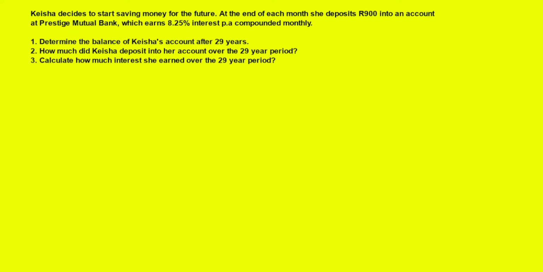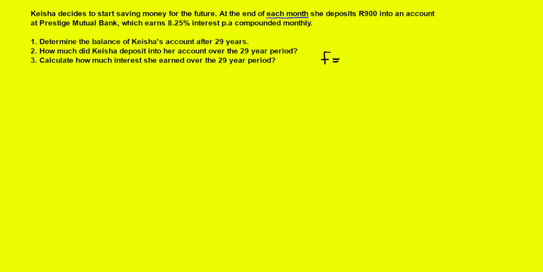For example, Keisha decides to start saving money for the future at the end of each month, so she does it consistently. At the end of each month, she deposits 900 into an account at Prestige Mutual Bank, which earns 8.25% interest compounded monthly.